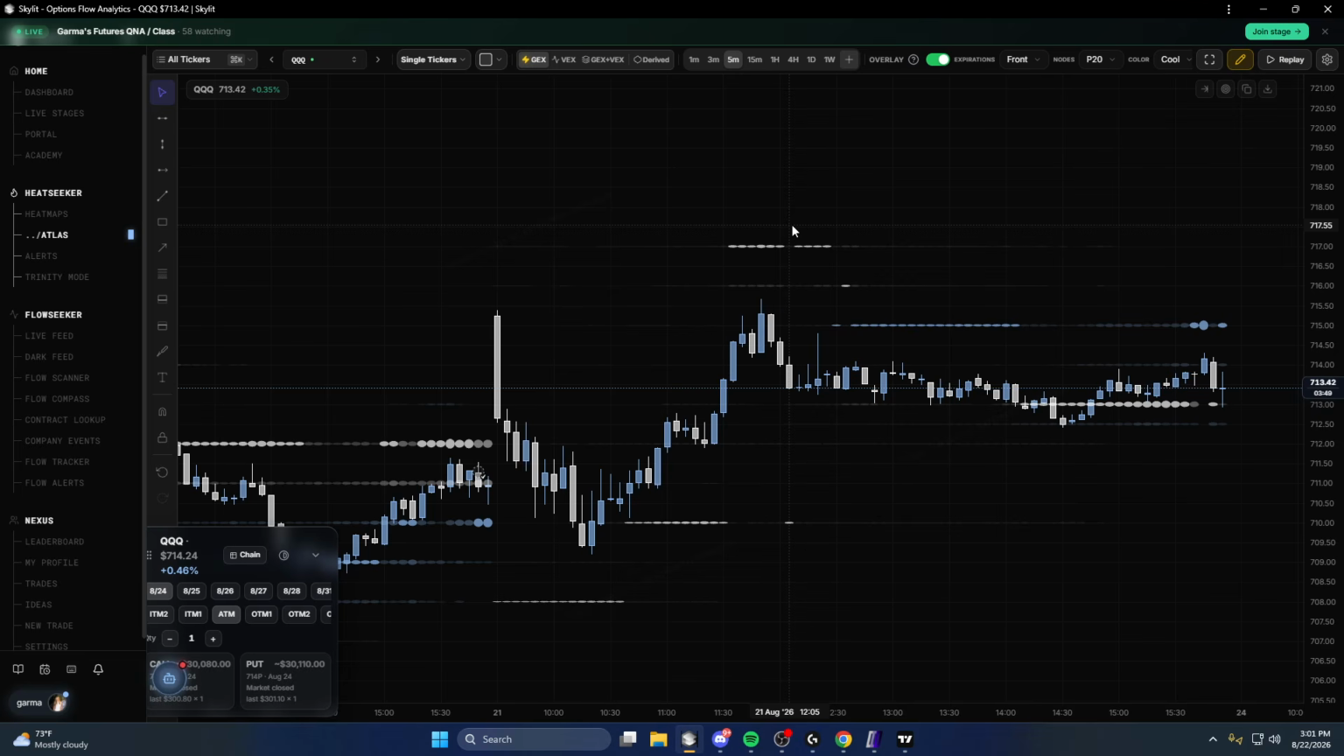Yeah, I would wait for all the alignment. The more alignment, the better. I like to think of trading like building a puzzle. The more pieces to the puzzle, the more confidence that you have.